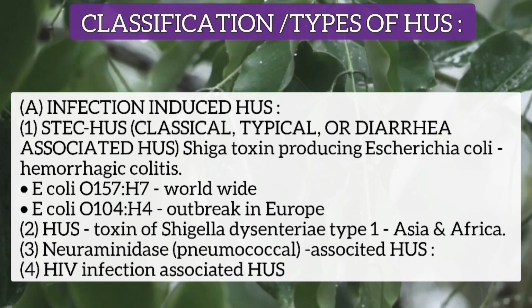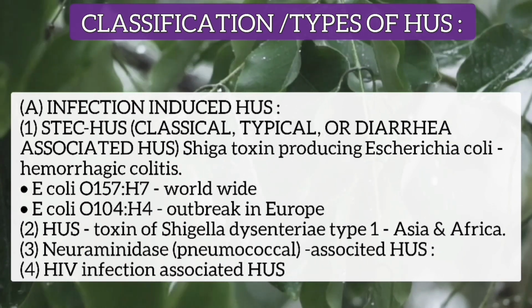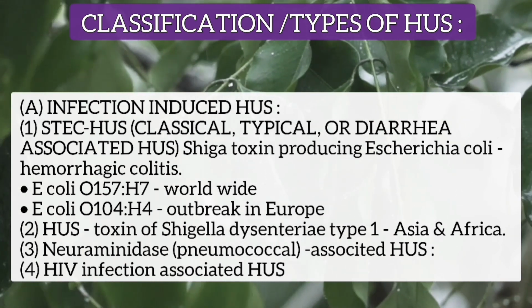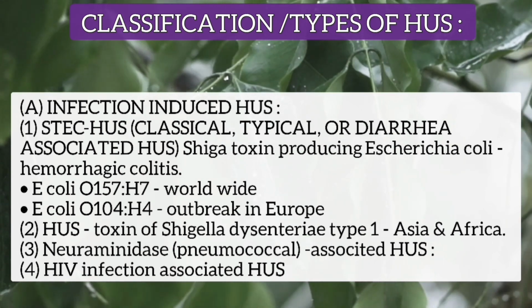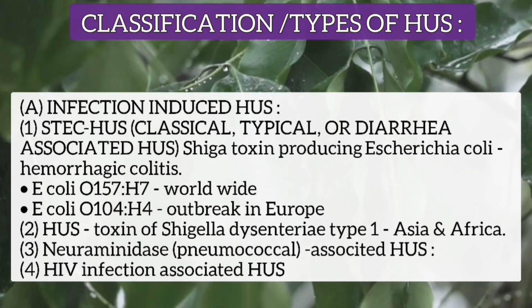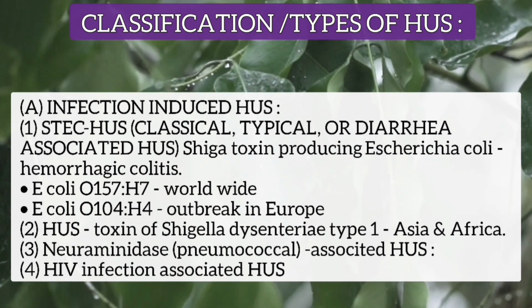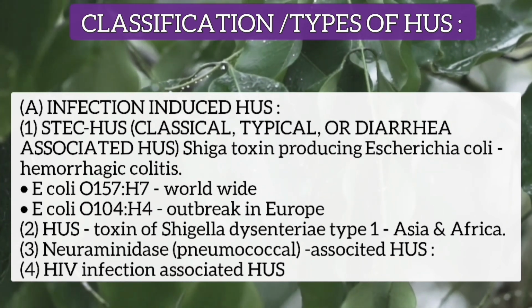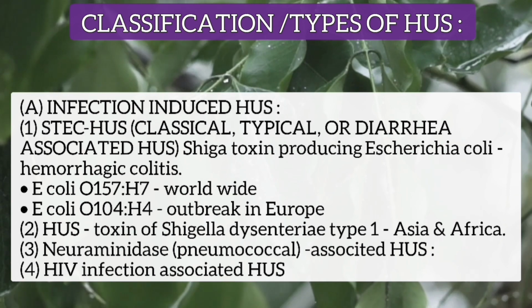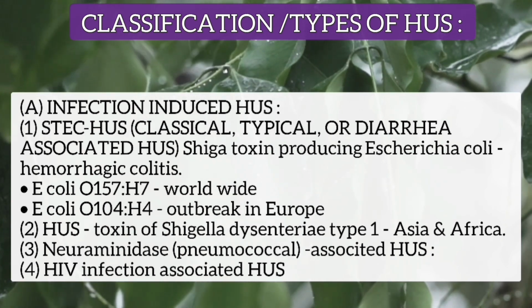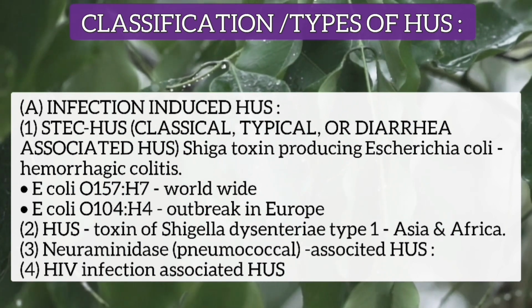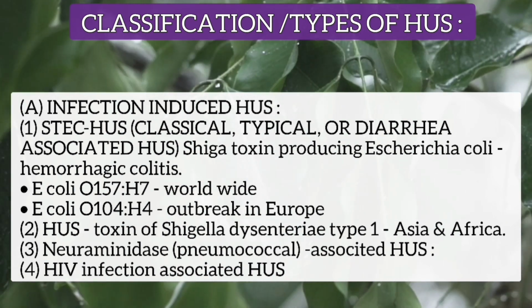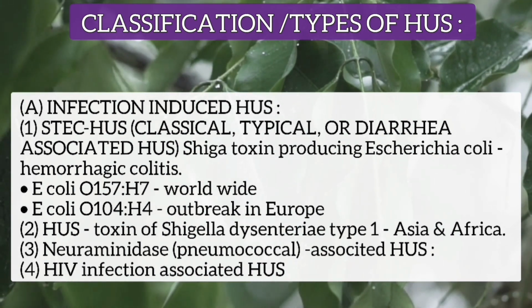Now, worldwide, O157:H7 strain of E. coli causes the disease, but in Europe and Germany, an outbreak occurred with the O104:H4 strain. Now, in Asia and Africa, the toxin of Shigella dysenteriae type 1 is responsible for this disease. Now, the third type is the neuraminidase or pneumococcal-associated hemolytic uremic syndrome, and HIV infection can also cause the disease.